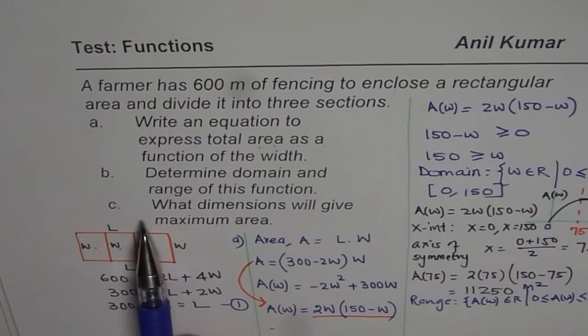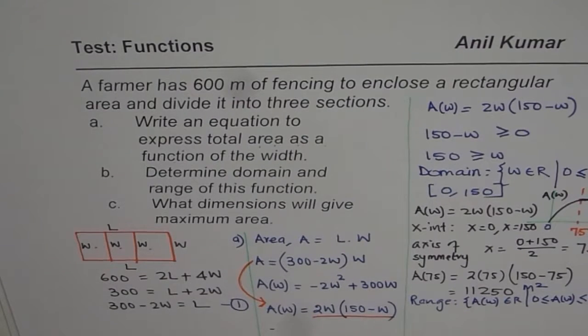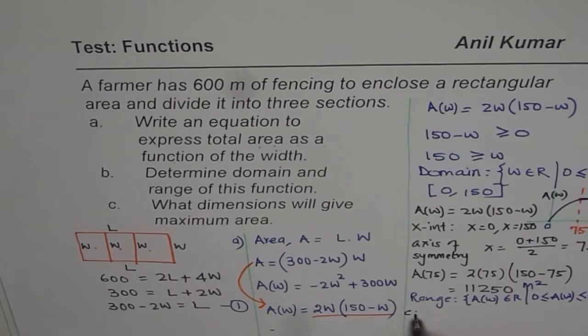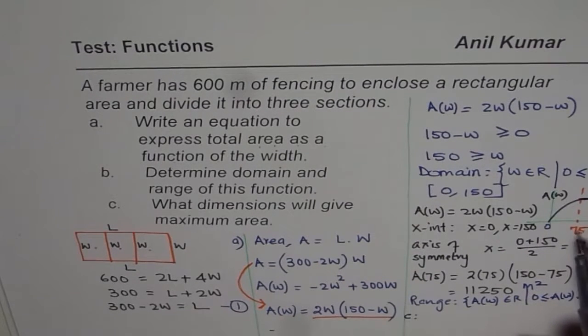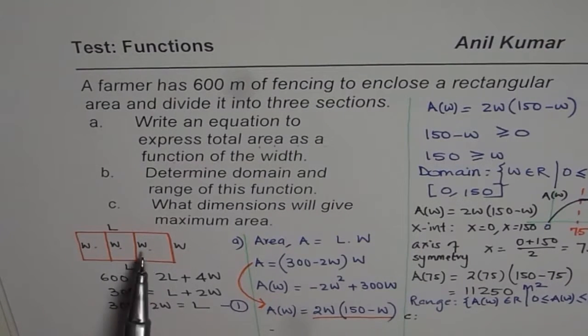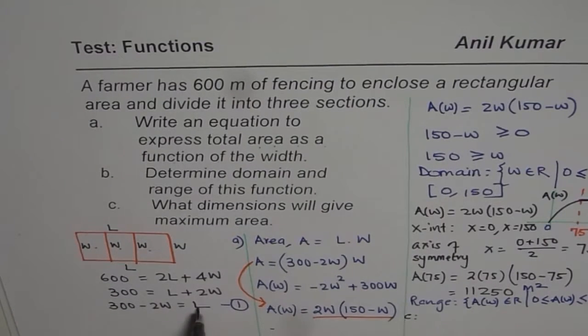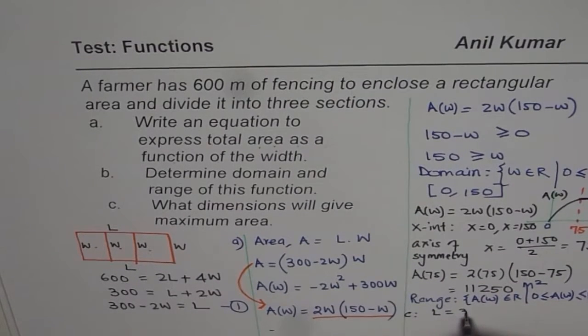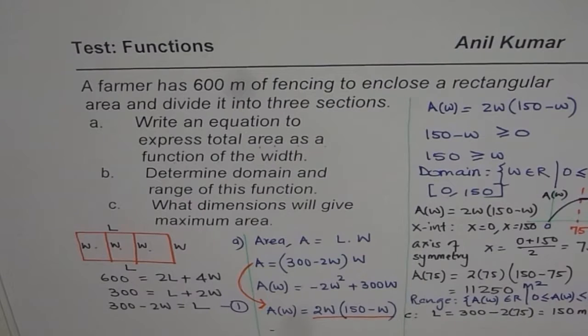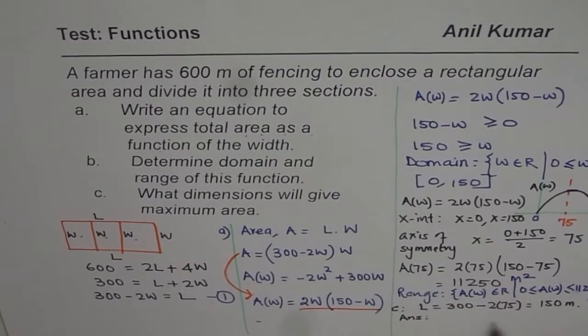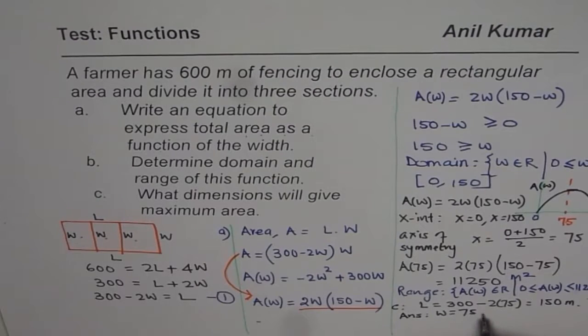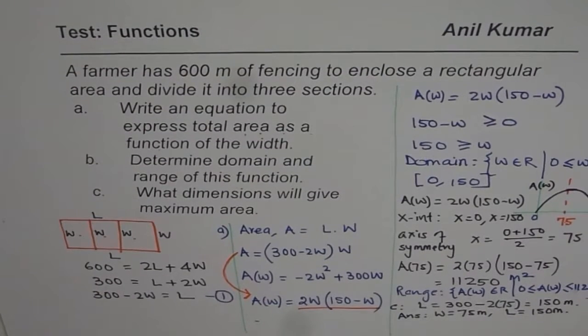Okay. Now the question is, what dimensions will give maximum area? So part C, we can write down the answer for part C. As we can see, width should be 75, right? So width is 75. Now for a width of 75, what should be length? That is what we have to write, right? So for a width of 75, length will be equal to 300 minus 2 times 75, which is 150 meters. And therefore, part C answer is that the width is equal to 75 meters and length is equal to 150 meters. So that becomes the dimensions for the given function.